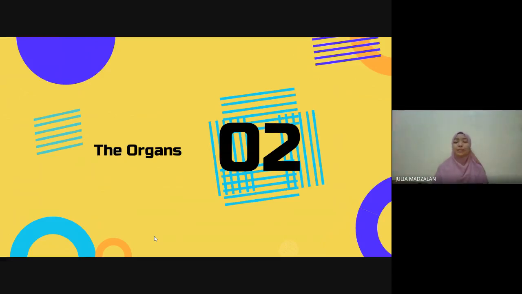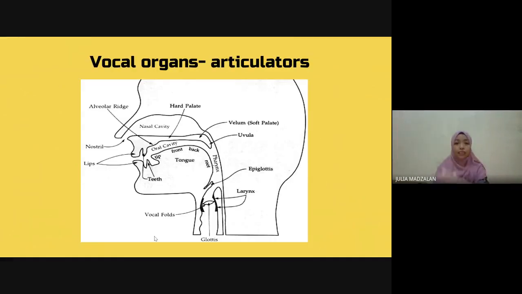Now, yang kedua pula, we are looking at the organs involved in sound production. These are the vocal organs, or known as the articulators. So you have the hard palate. Can you touch your hard palate now? Touch your hard palate using your tongue lah, jangan guna your finger, is dirty. Hard palate. And then at the back part, towards the end of the hard palate, yang lembut tu kan, kita panggil dia sebagai soft palate ataupun velum.